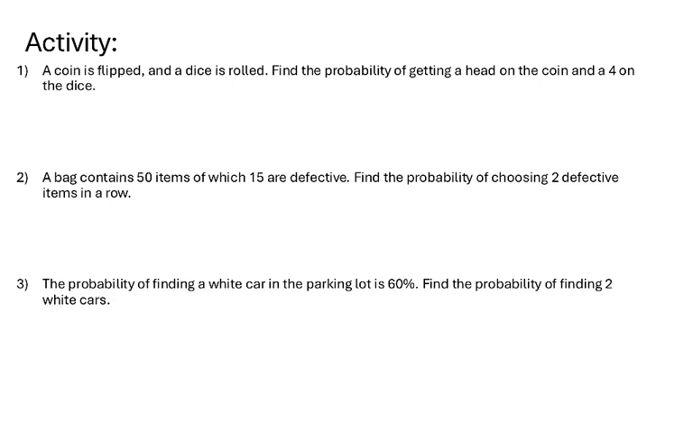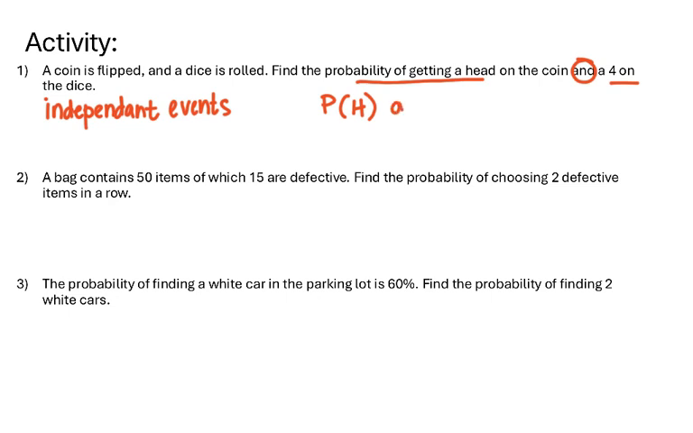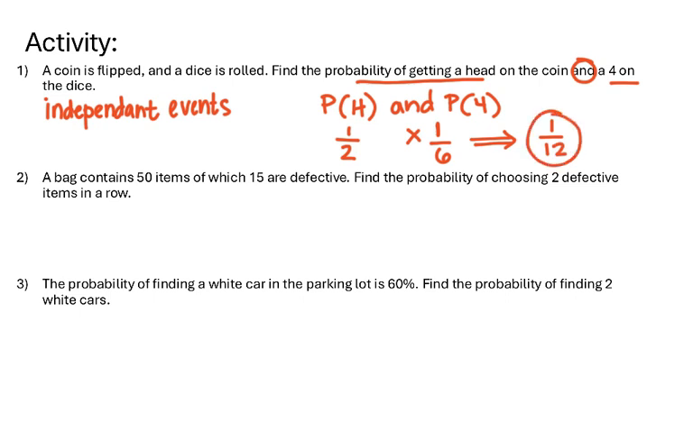So first one, a coin is flipped, a dice is rolled. To me, that sounds like independent events. So we want the probability of a head on the coin and a probability of 4 on the dice. Remember, and is times. Probability of a head is 1 out of 2. Probability of 4 on the dice is 1 four out of 6 choices. So that total probability of those two independent events is 1/12.